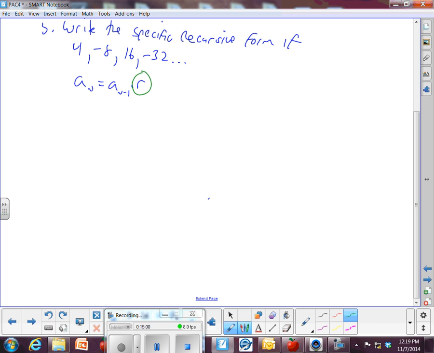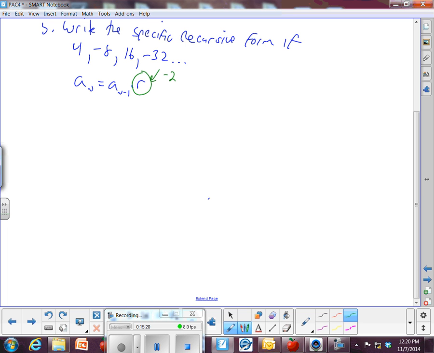So I heard a lot of -4s and -2s, and obviously it's a -2, right? Take a negative 32 divided by 16, that's a negative 2. Take a 16 divided by a negative 8, that's a negative 2. Take a negative 8 divided by 4, that's a negative 2. And the value of r is a negative 2.